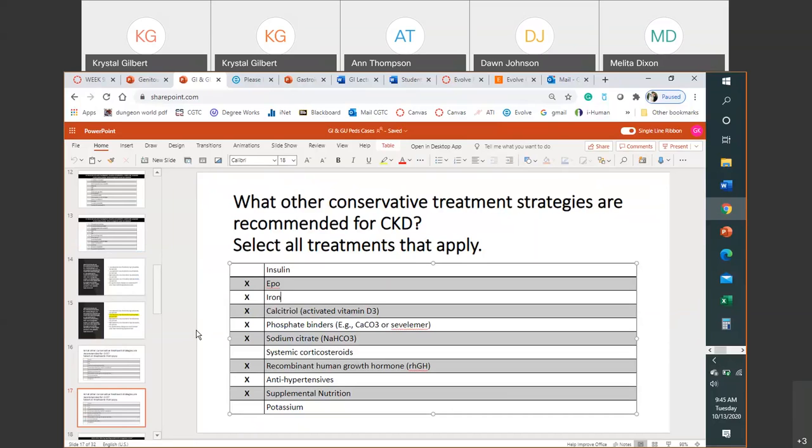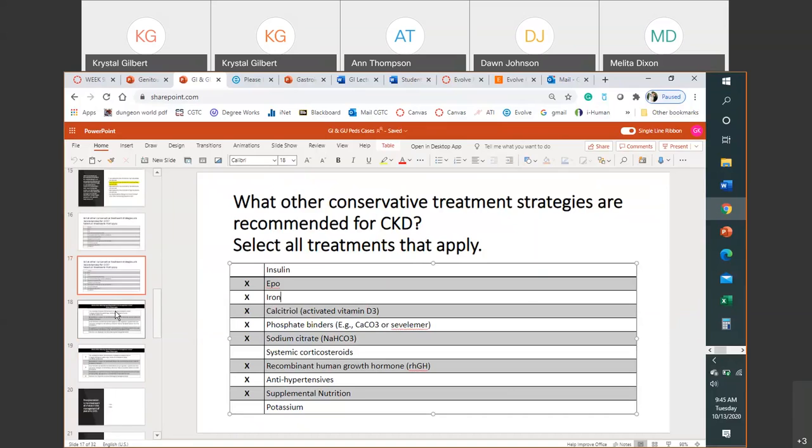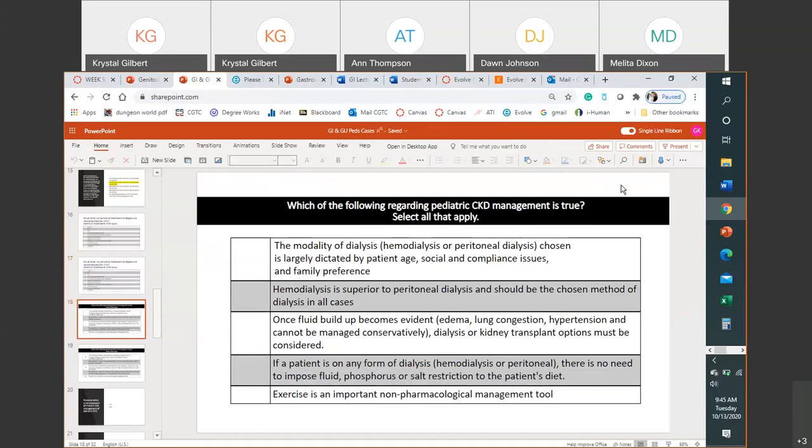Yep, and monitoring for cardiovascular disease. So, which of the following regarding pediatric CKD management is true? Select all that apply.